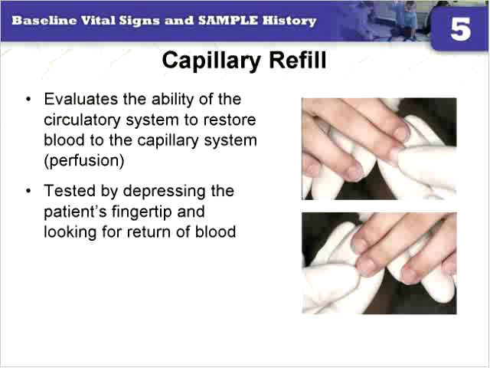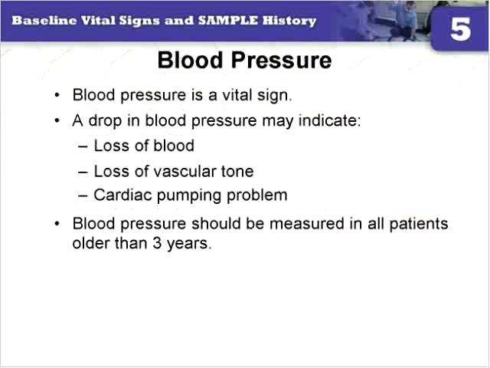Cap refill, we covered that. Any questions on it? Moving next, blood pressure. Blood pressure is the next vital sign they're going to be looking at. A drop in blood pressure may indicate a lot of things: loss of blood, loss of vascular tone, or a problem with the pump, it's not pumping properly. Blood pressure should be measured in all patients older than 3 years.